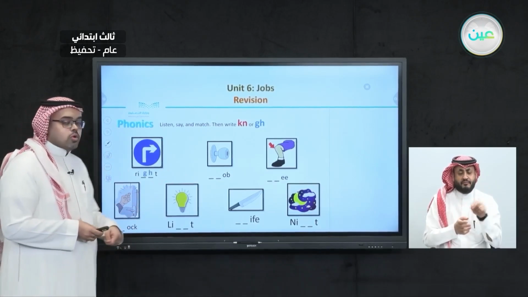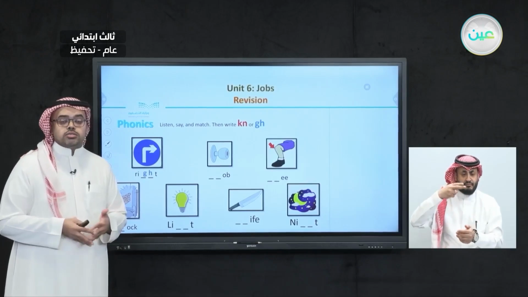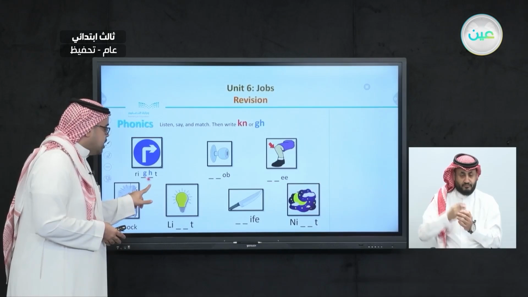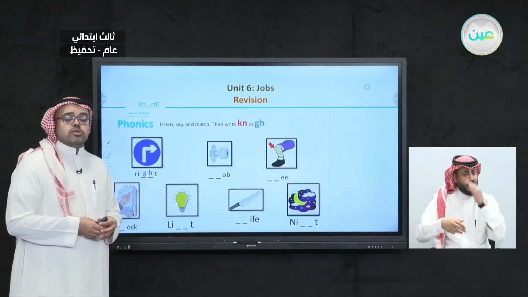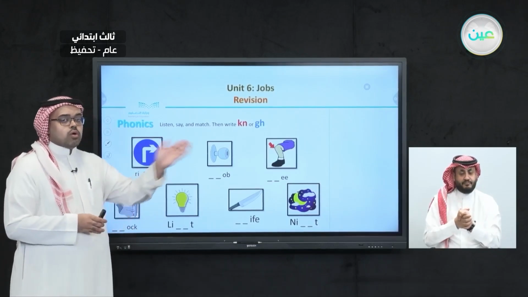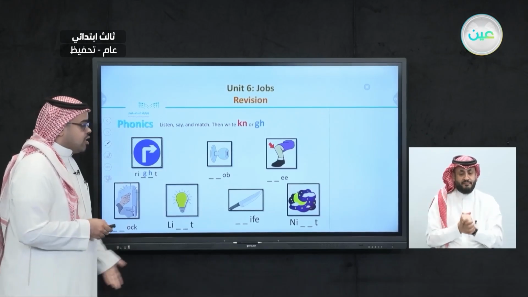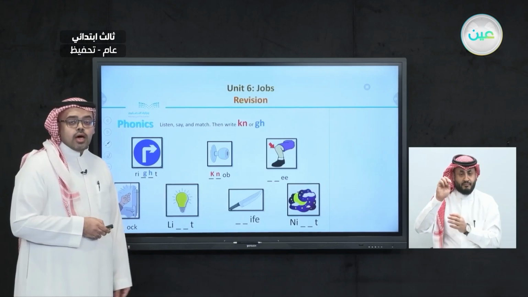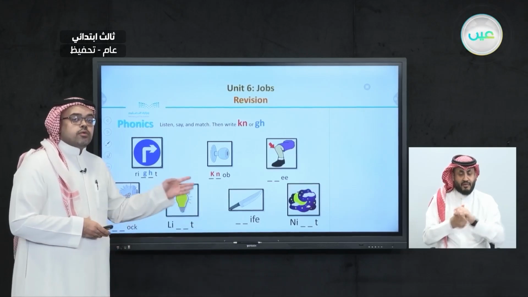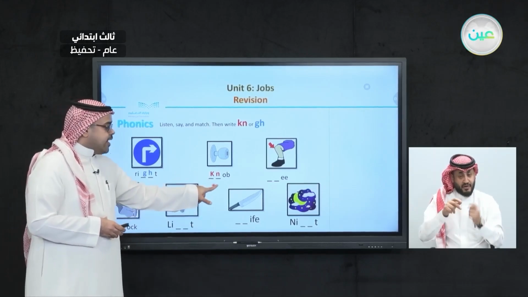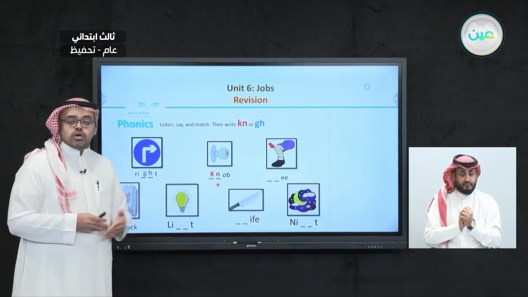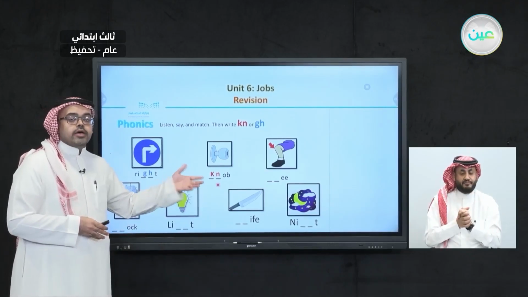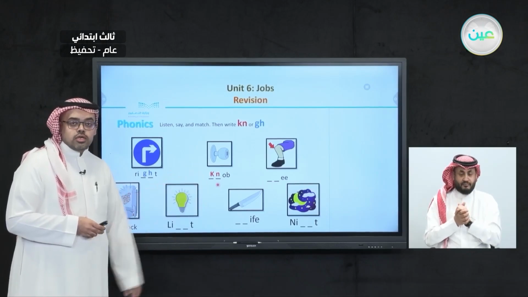like for example the word right. In this word we write G and H, but we don't pronounce them. We say right, go right. Another example we learned last time is knob, a doorknob. As you can see, we wrote K and N. We are not going to pronounce K, but we need to write it here.